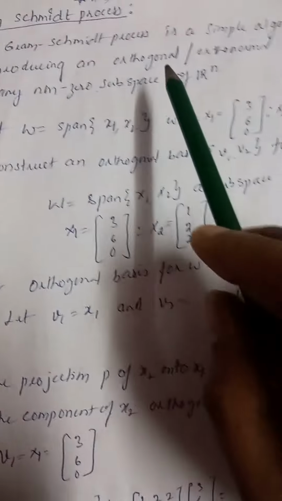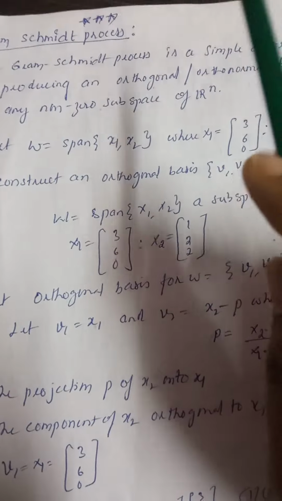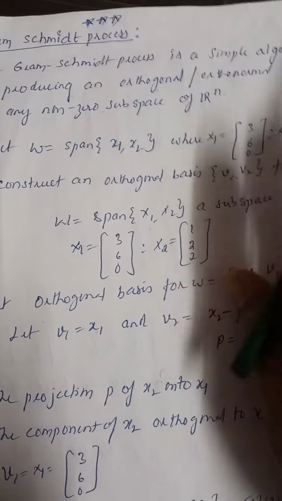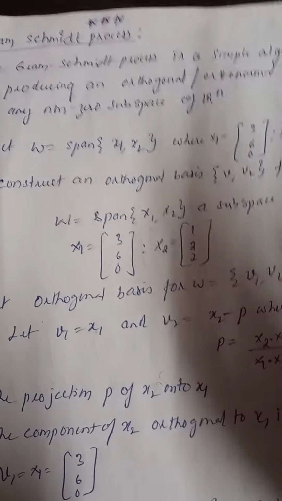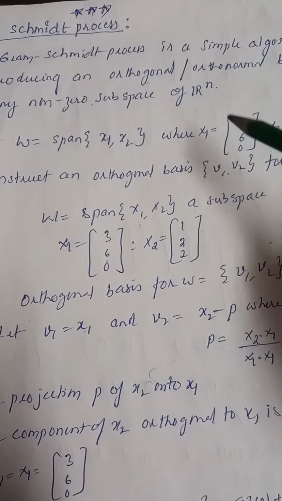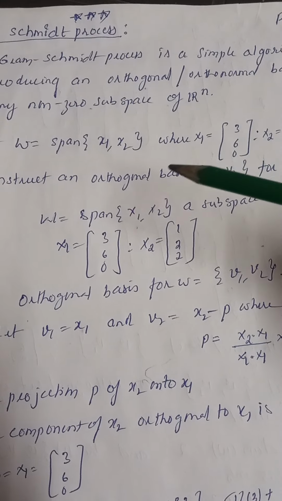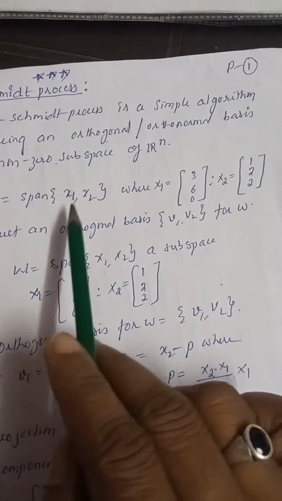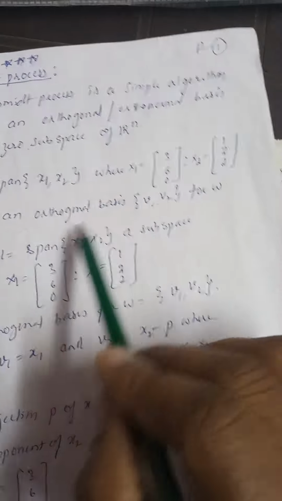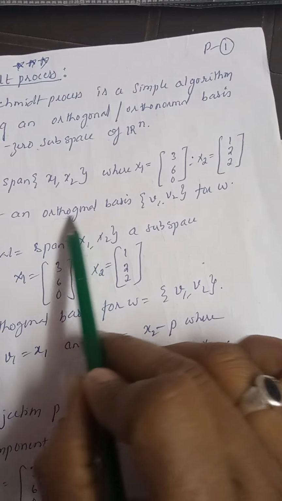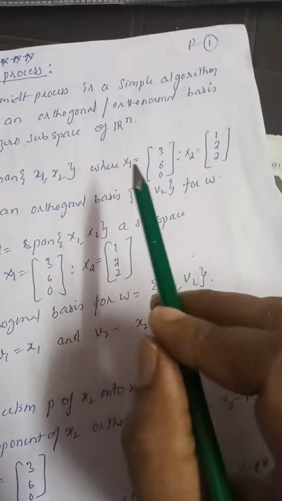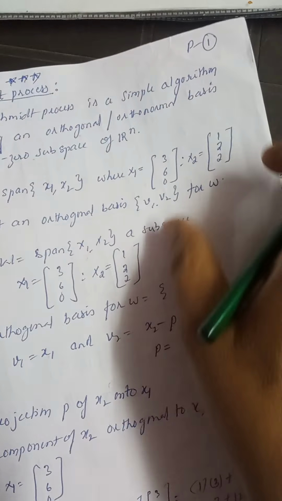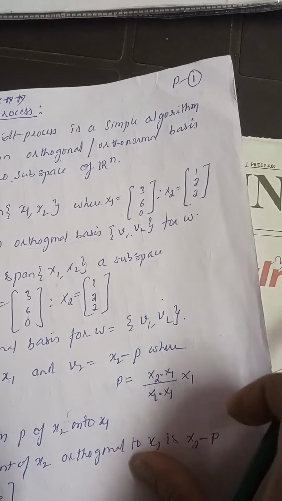Gram-Schmidt process. Now one vector space is given to you, and also a subspace, and also a basis. Now here the important thing is the basis for a subspace. Using that basis we are going to construct an orthogonal basis. Now see here, W is equal to span of x1, x2, where x1 and x2 are given. Now construct an orthogonal basis for this. The orthogonal basis is denoted by v1 and v2. We have to find v1 and v2 using these x1 and x2.